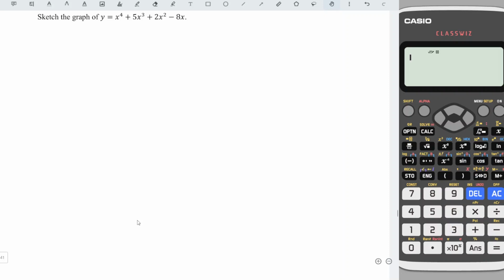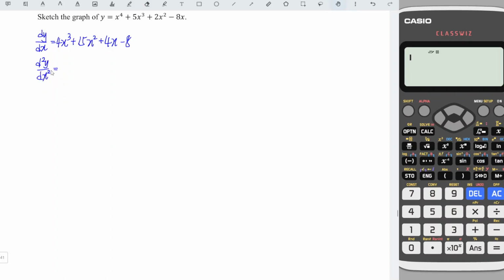In this video, we will learn how to sketch the graph of a function using derivatives. So as usual, we differentiate y with respect to x and we should obtain 4x cubed plus 15x squared plus 4x minus 8. And we should differentiate for the second time in order for us to determine the nature of the turning points and also the inflection points. So we should have 12x squared plus 30x plus 4.